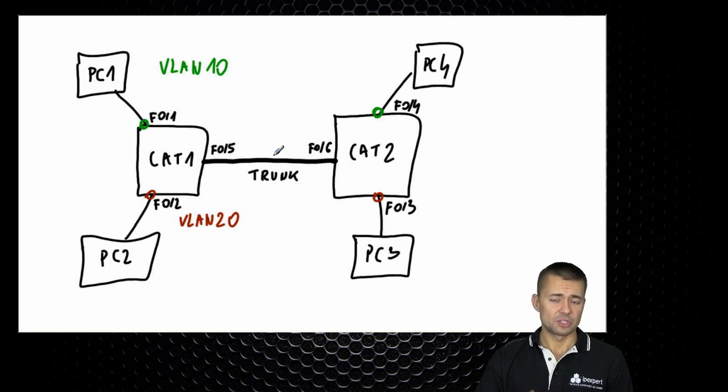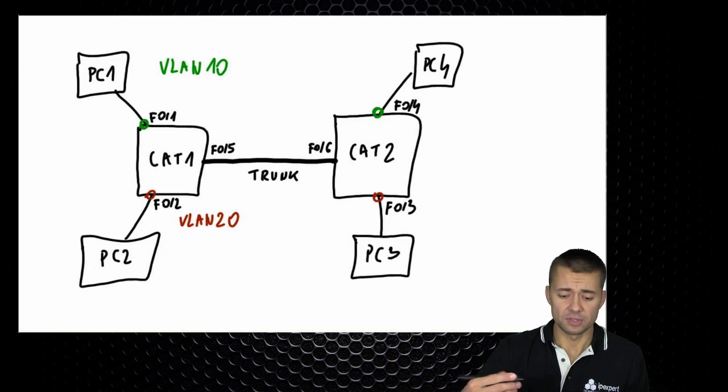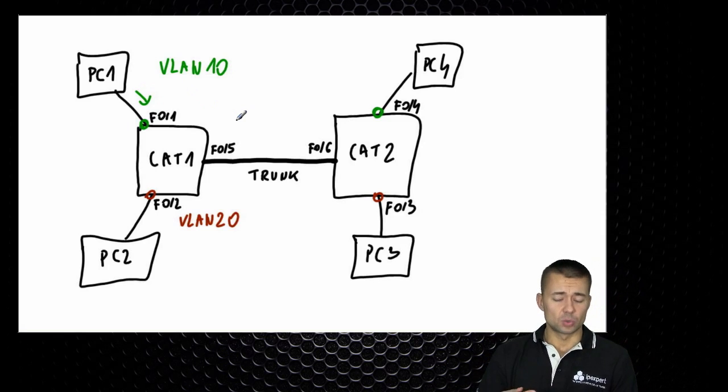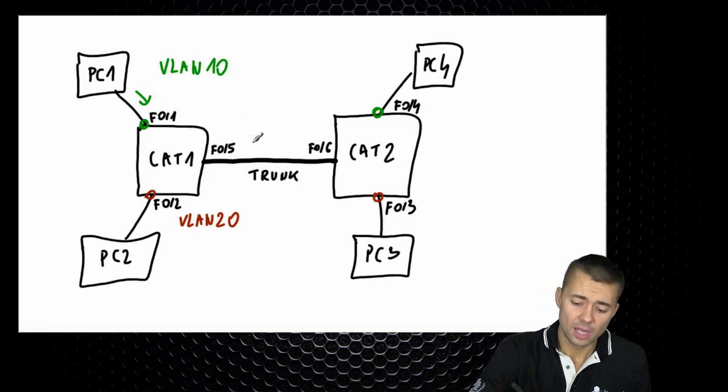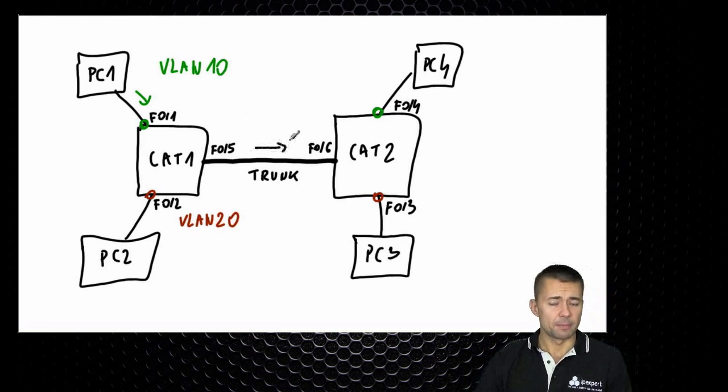Because the problem with this topology now is that when PC1 wants to talk to PC4, it sends the frame down to the switch. When the switch sends the frame to another switch, how is it going to tell Catalyst 2 that this frame is supposed to be part of VLAN 10 and not, for example, VLAN 20? There is no field in the original Ethernet specification that you could use for this purpose, and this is when those trunk links come into play.